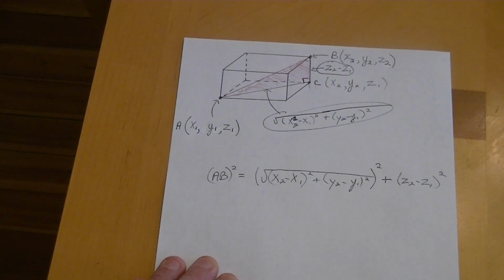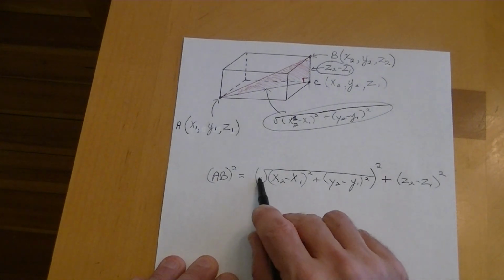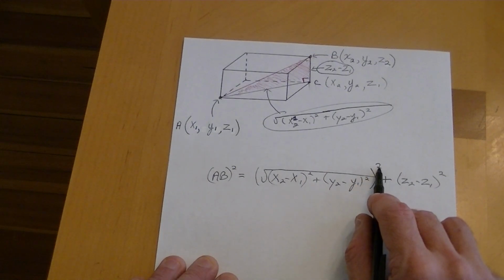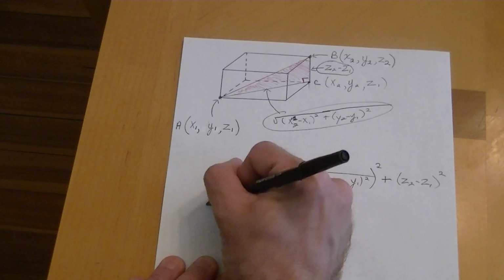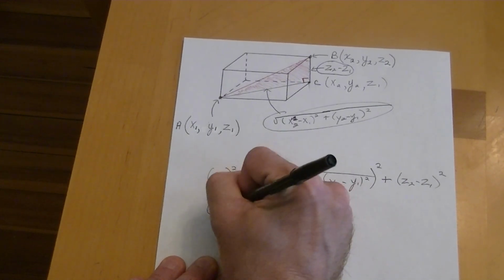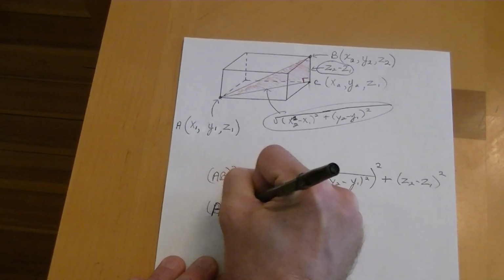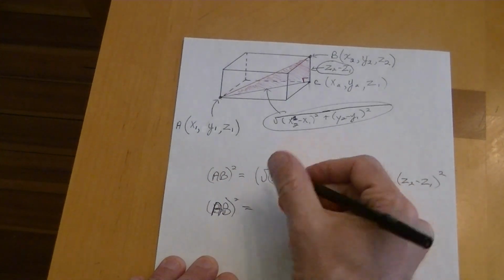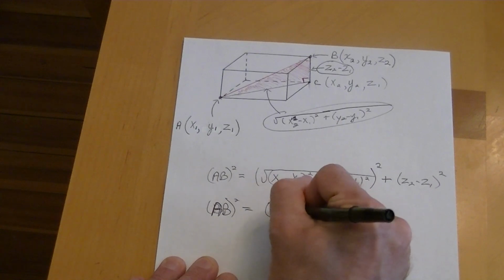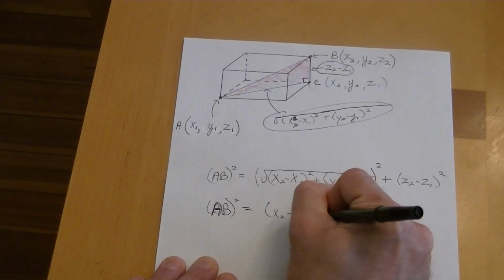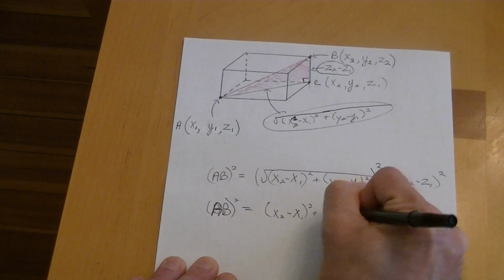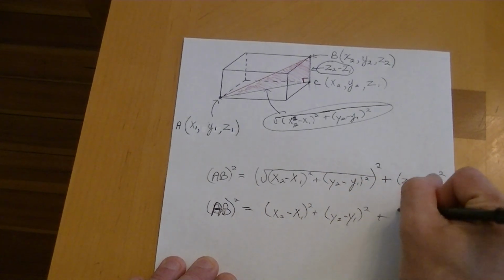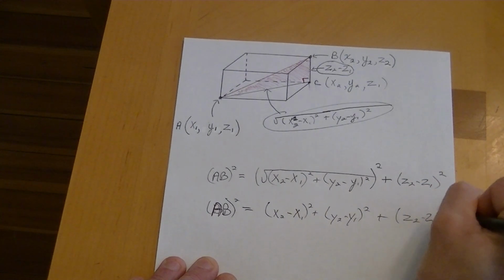All right, well, for starters, this radical and this square are inverse operations. This means we can rewrite all of this as AB squared equals, again, that radical and that square are undoing each other, so whatever's inside comes out, just x2 minus x1 squared plus y2 minus y1 squared. And over here I've got a z2 minus z1 squared.